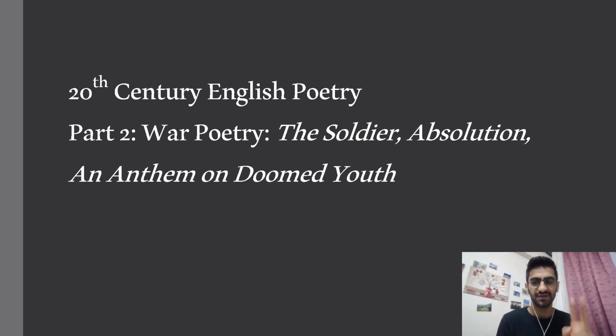It is part 2. As you remember, in the first part we talked about symbolist poetry. Now in this part we are going to talk about war poetry. We will have 3 poems: The Soldier, Absolution and Anthem for Doomed Youth by 3 different poets.